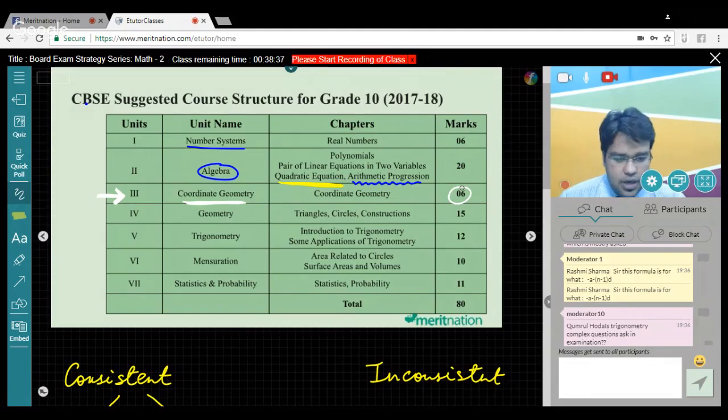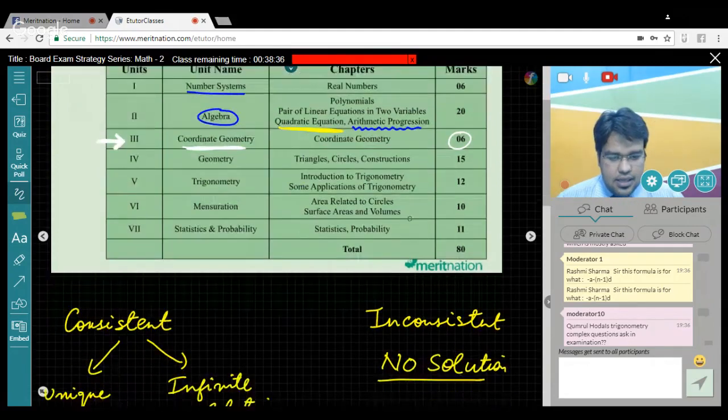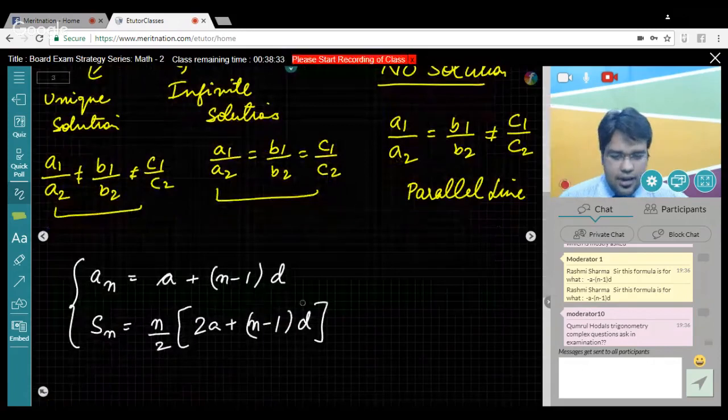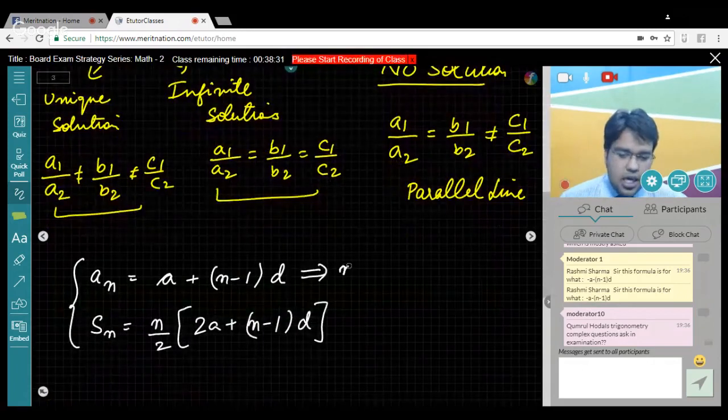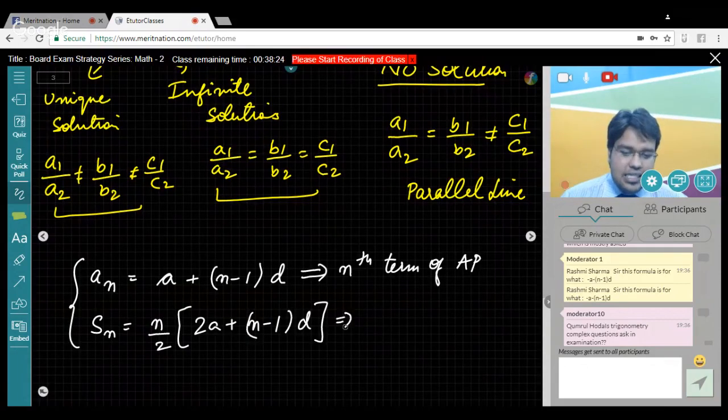This formula is for the nth term in an AP. Rashmi Sharma, this is for the nth term in the AP. The nth term of AP or arithmetic progression. And this is the sum of n terms of AP.